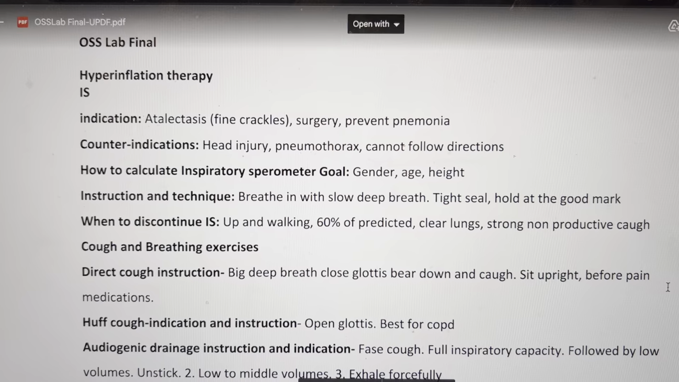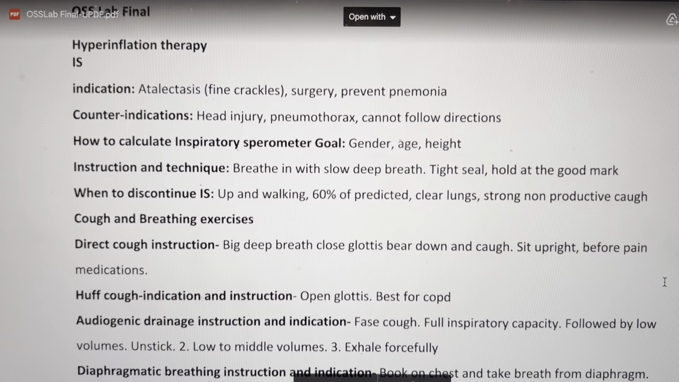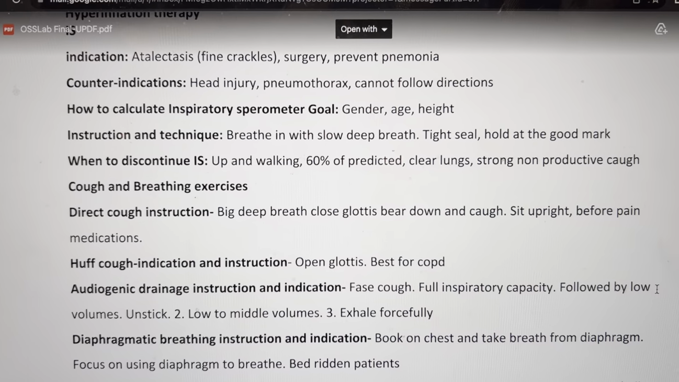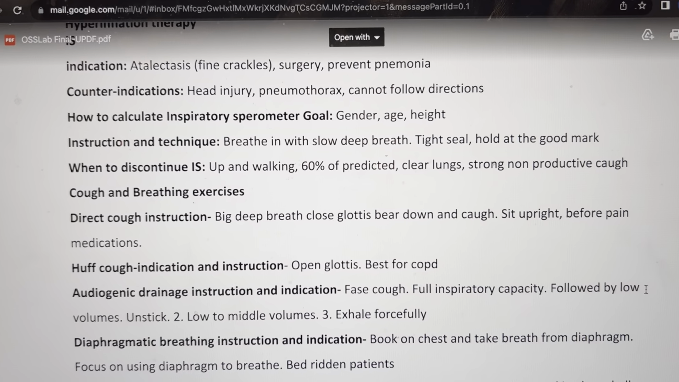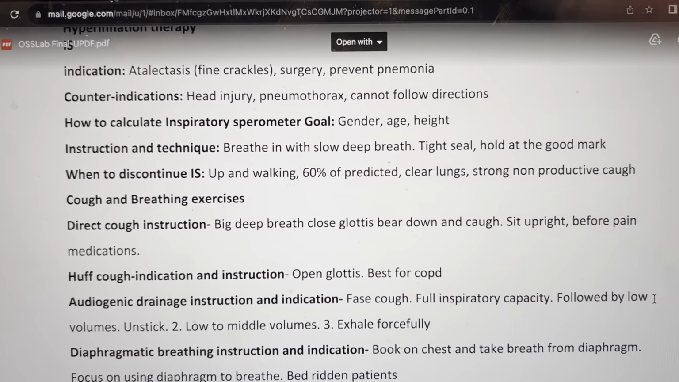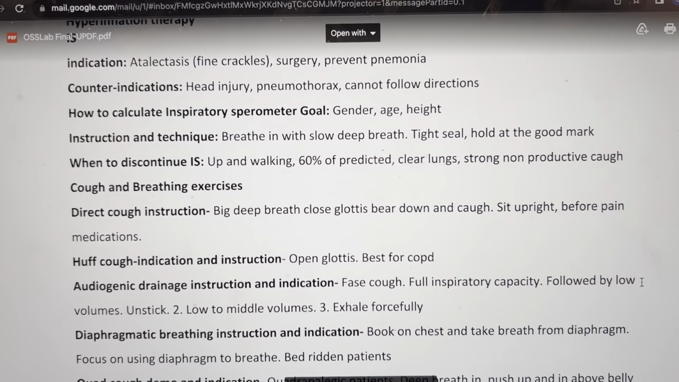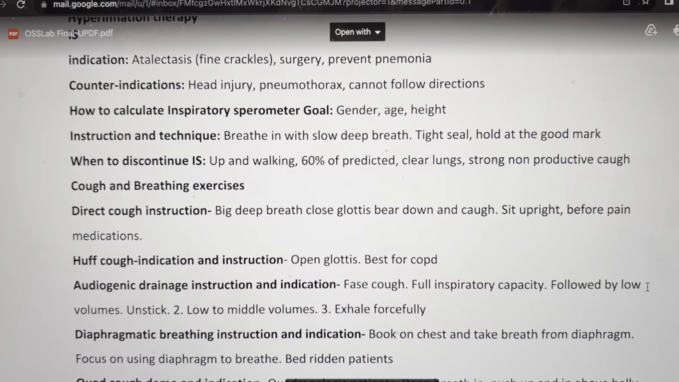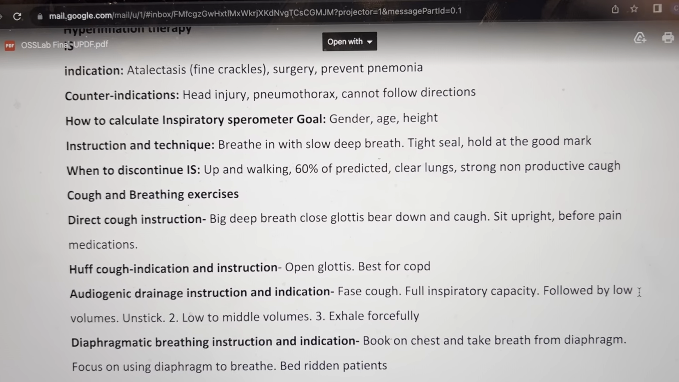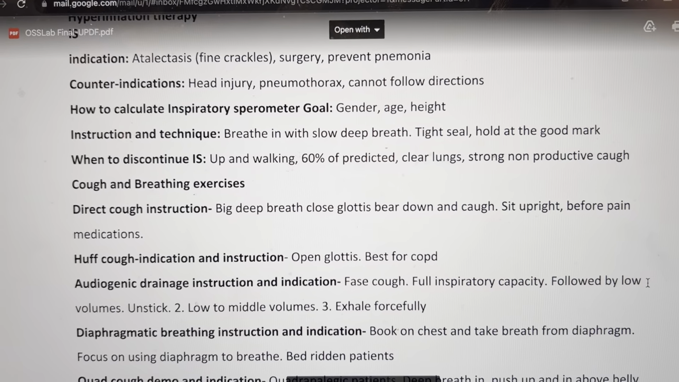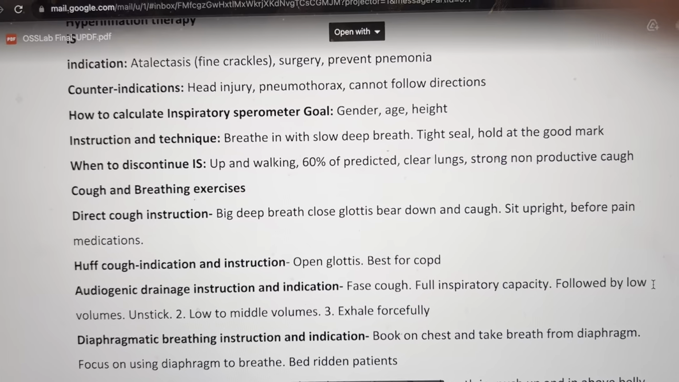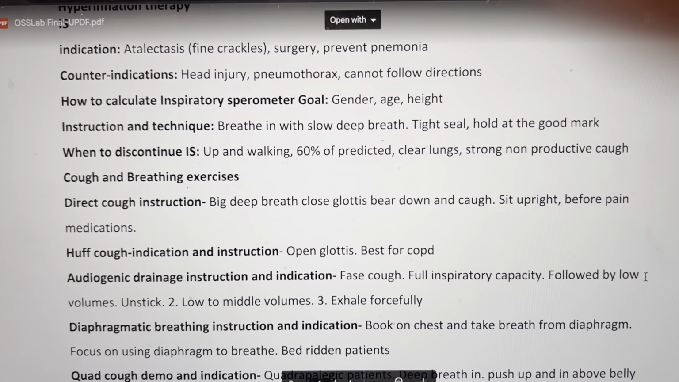How to calculate inspiratory spirometer goal: gender, age, and height. Instruction and technique: breathe in a slow, deep breath with a tight seal, hold at the good mark.